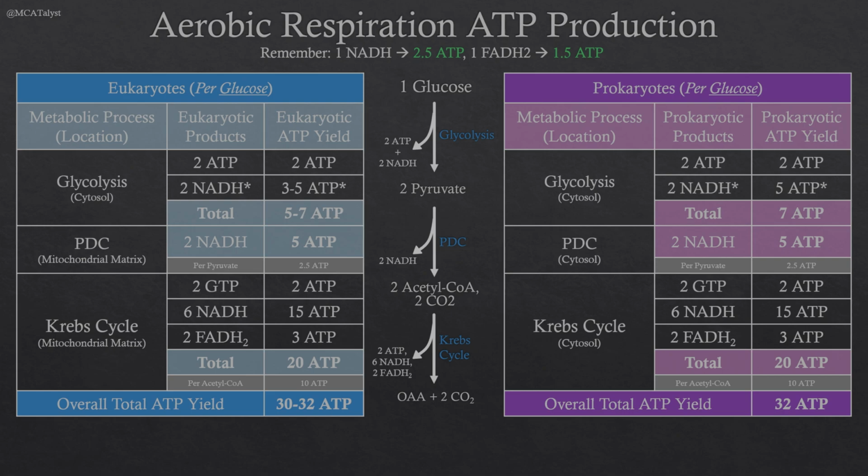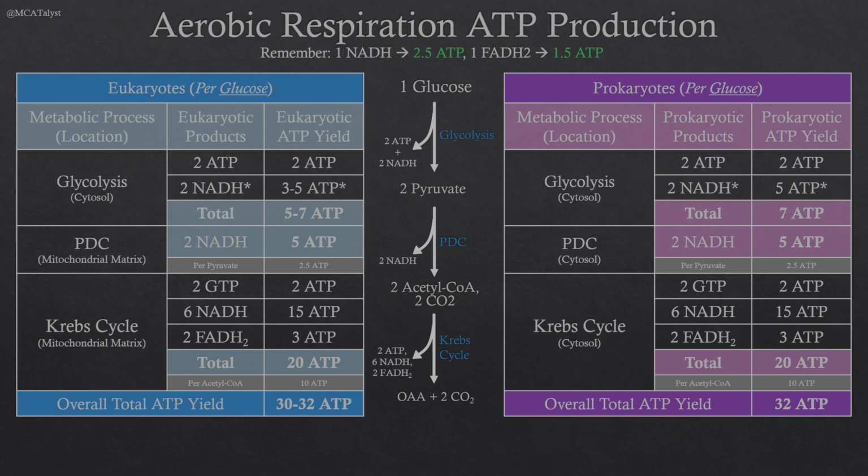And that is going to give us the ending oxaloacetate and 2 carbon dioxides, but we don't really care about those anymore. We're pretty much done with the process. So starting over here with eukaryotic aerobic respiration. Just as a reminder, eukaryotes have membranes that we have to worry about.